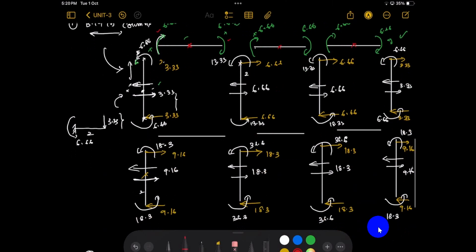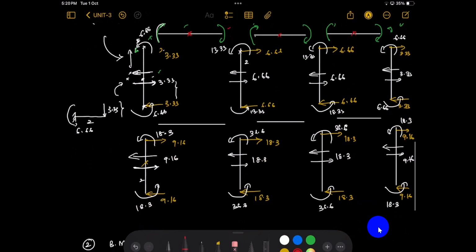We'll see the next story. See, in a single floor, all columns have the same bending moments, and all beams have the same bending moment. I will show you. Here, you see it has a point of contraflexure. What is the bending moment here? 6.66 anti-clockwise, and 18.3 is also anti-clockwise.